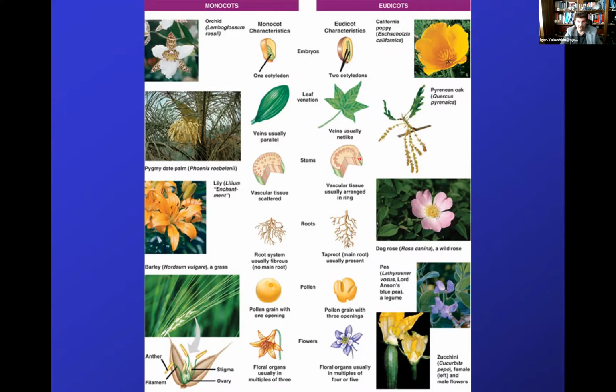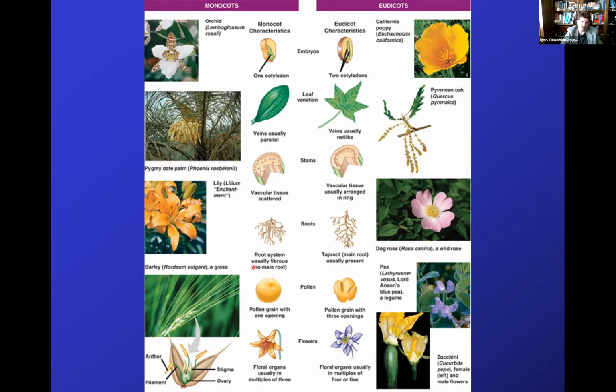So if the vascular bundles, the bundles of the vascular tissue, are arranged in a nice ring, that's most likely a dicot. Whenever you're looking at the roots, if the roots are all throughout, known as fibrous roots, and you cannot tell which one is the main or so-called taproot, then it's most likely a monocot. Most of the dicots will have a main root with the secondary roots coming out.